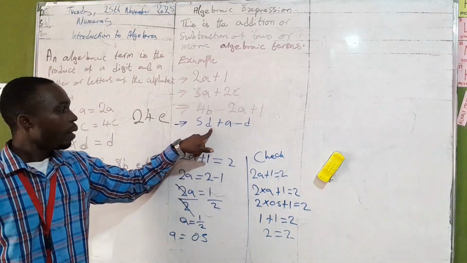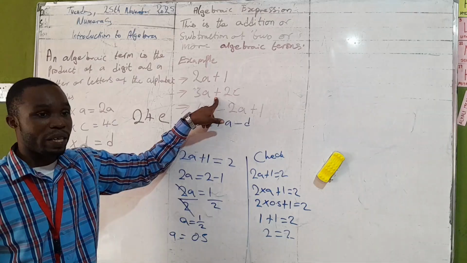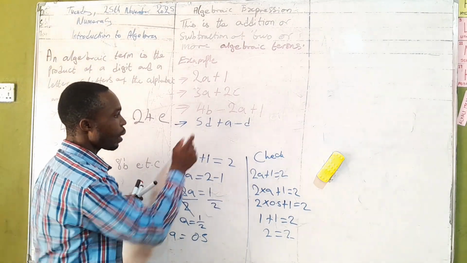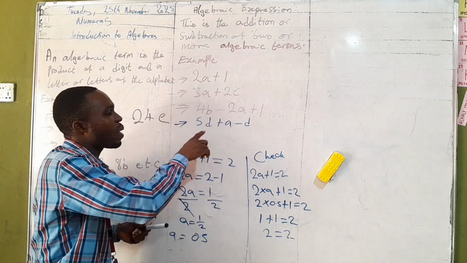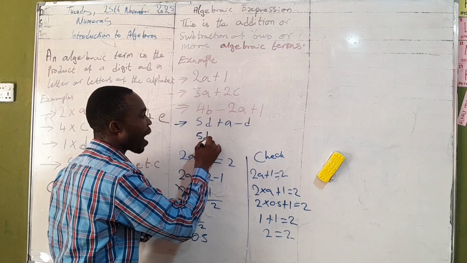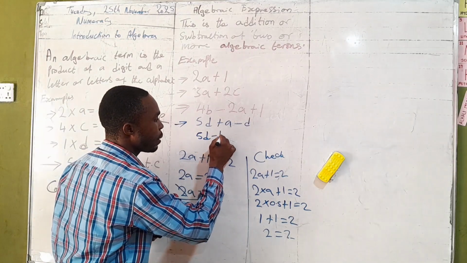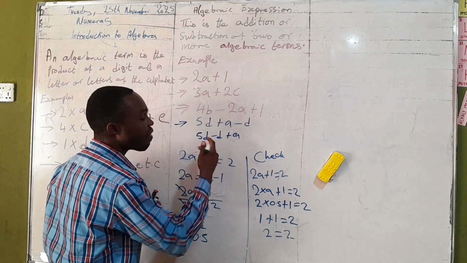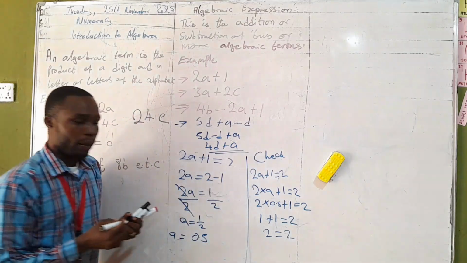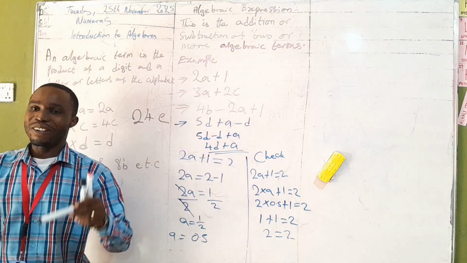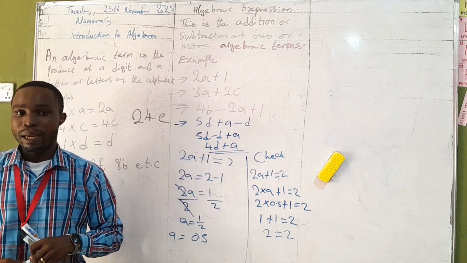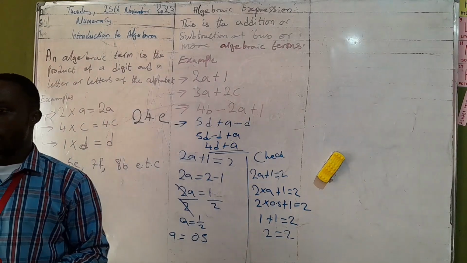But look at this. This one is a different term from this. This has another variable, d. In simplification, we can simplify this further, so that if you collect like terms, you are going to have 5d minus what? D plus what? A. And 5d minus d is going to be what? 4d plus what? A. All of this is what we are going to do in algebraic simplification. So in our next class, we're going to look at algebraic simplification.